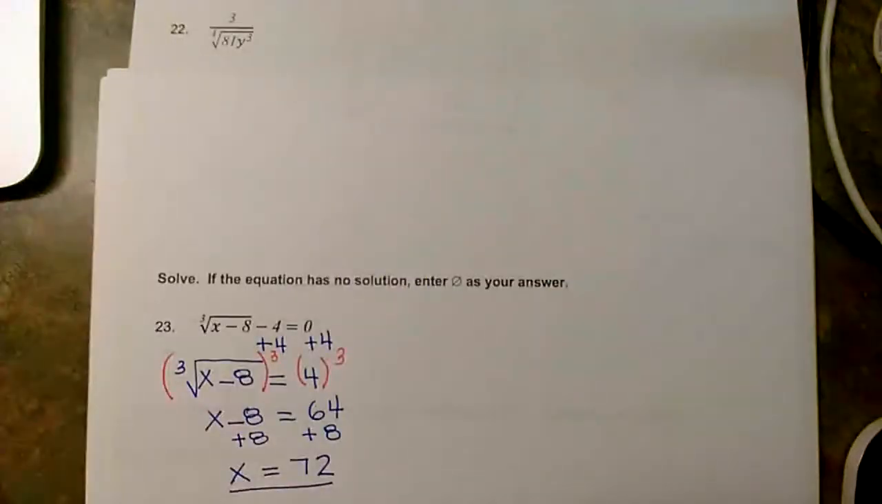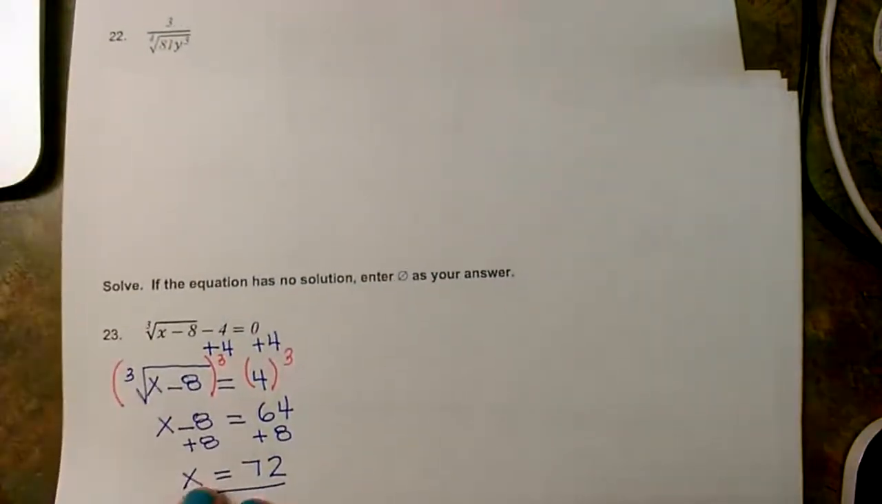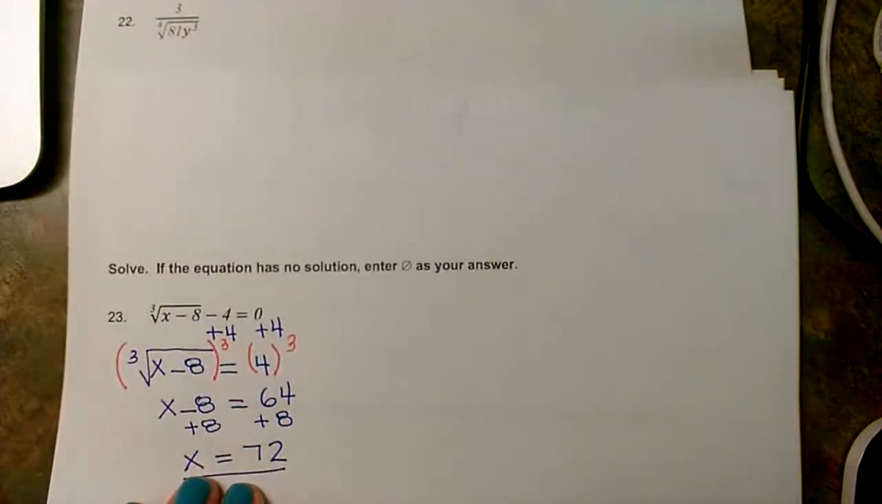So I need to isolate the root first. And that's what I did. Add 4 on both sides, and then I cube. Why cube? Because I have a cubic root. If I had a square, I'll square both sides. Okay. 23, 23, right? Okay, let's do 20.